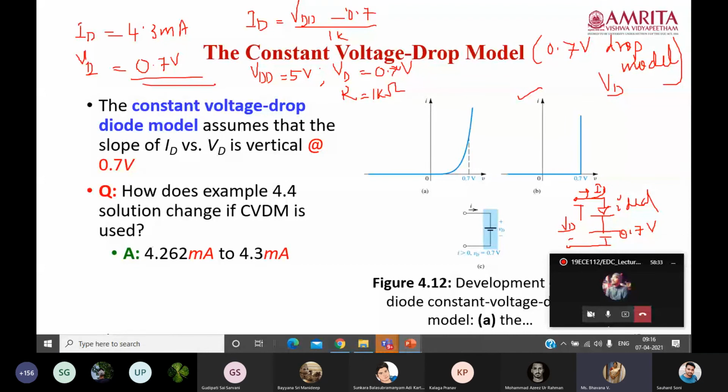So clear for you? Constant voltage drop model. Draw both this one and the equivalent circuit. Finished? Did you complete?